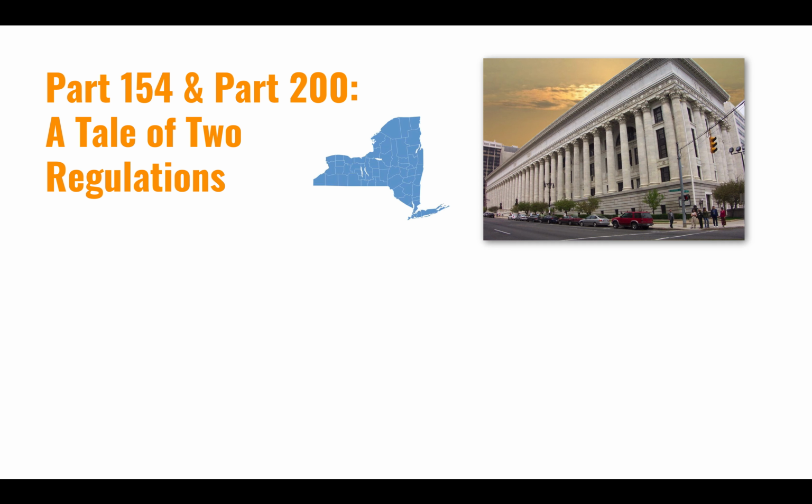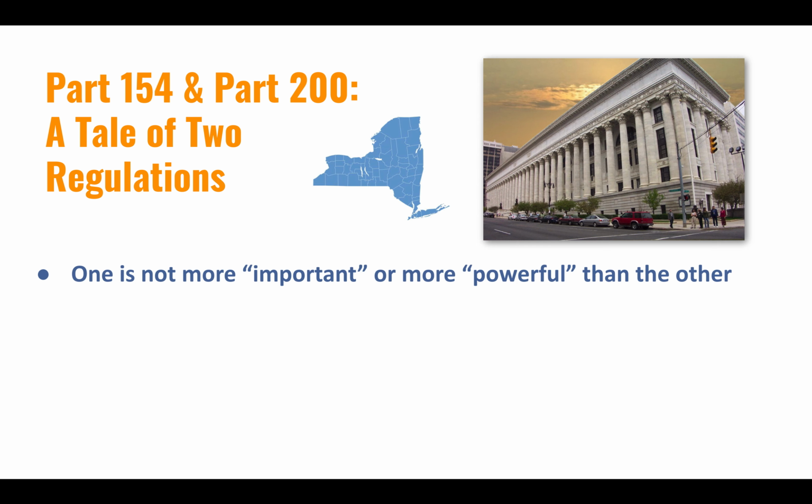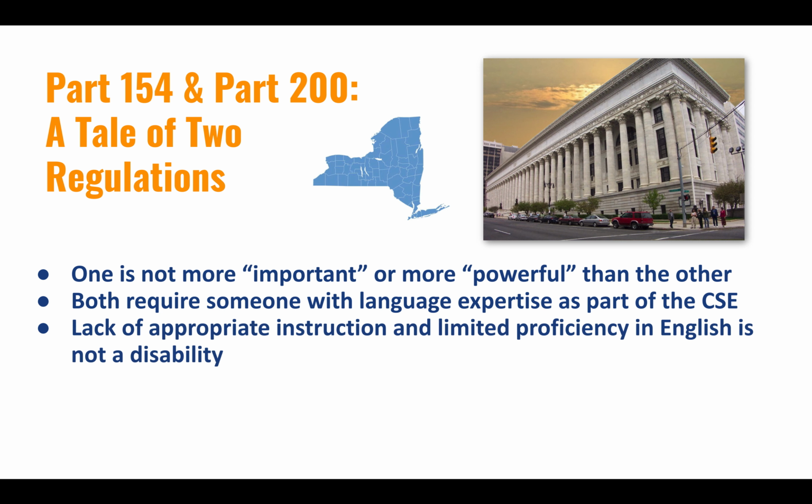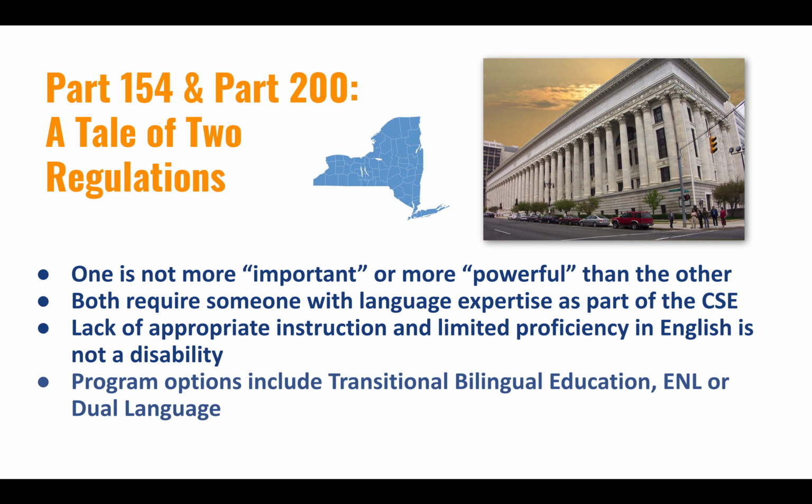So we call this Part 154 and Part 200, the Tale of Two regulations, where Part 200 supports students with special needs. And Part 154, as we mentioned before, is the support of English language learners. So one is not more important or more powerful than the other. Both require someone with language expertise as part of the CSE. A lack of appropriate instruction and limited proficiency in English is not a disability. And program options include transitional bilingual education, ENL, or dual language.